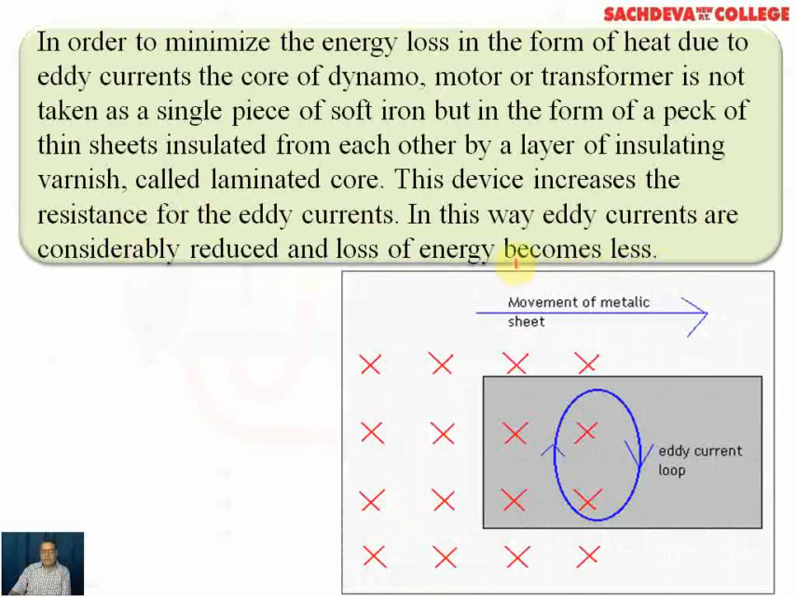So, you can see in the figure the crosses are indicating the magnetic field, that is the changing magnetic field, and movement of the metallic sheet is indicated by an arrow. So, a blue type of arrow is there and it is indicating the sheet is moving out or inward. Eddy currents are produced in this metal sheet in the form of a loop, and that is called circular current or the eddy current. So whenever a metal sheet is introduced in a changing magnetic field, we find that eddy currents are produced in the form of circular currents.